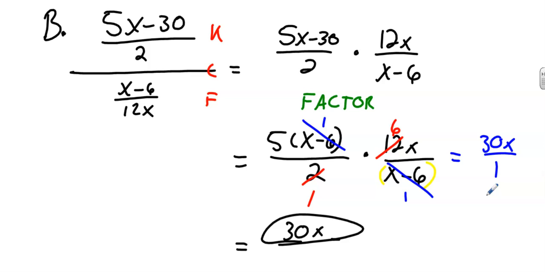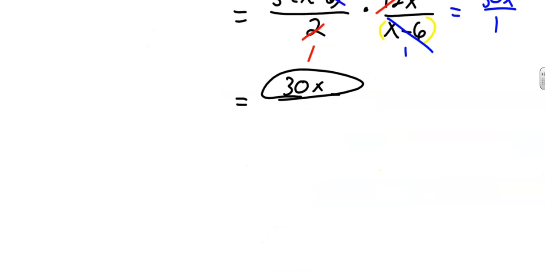Okay, so for the first two objectives, again, it's just rewrite it, keep, change, flip it, do a little bit of factoring, a lot of canceling, and then whatever the answer is, that's what the answer is. It does change gears just a little bit when we get to objective 3.